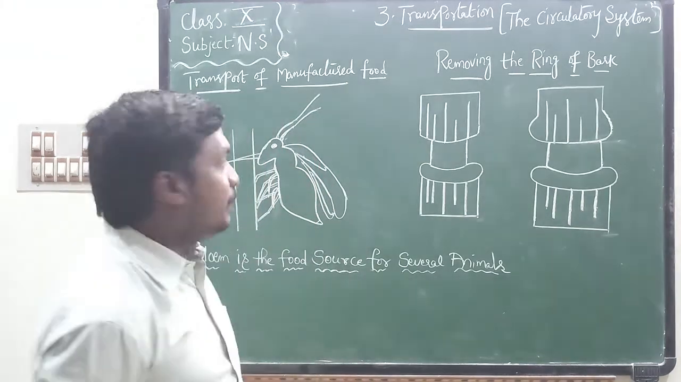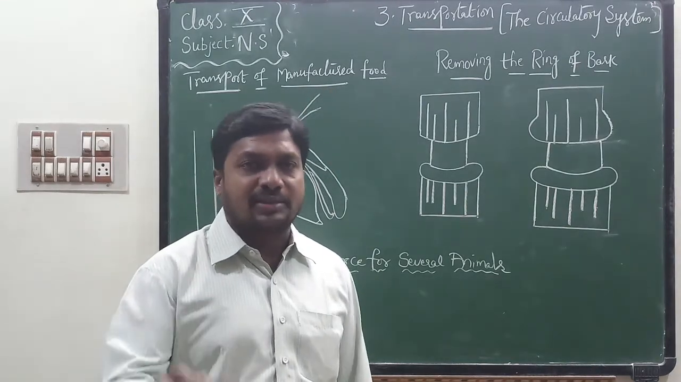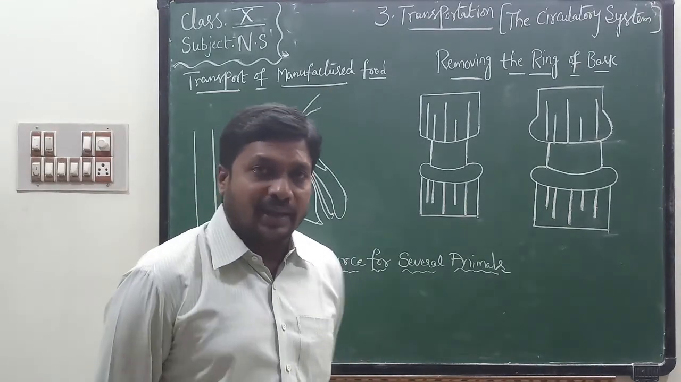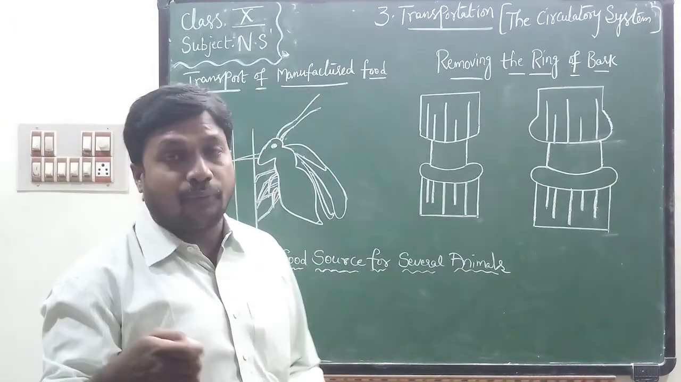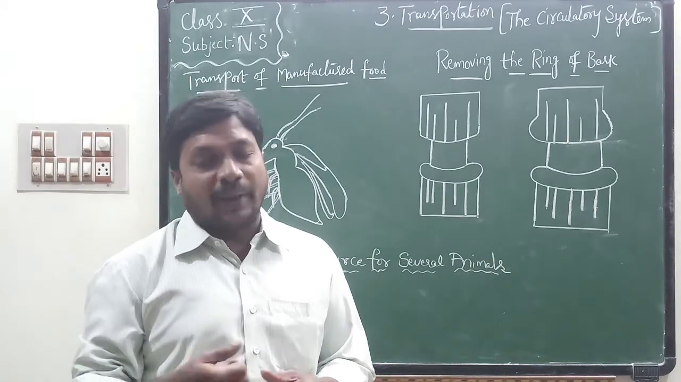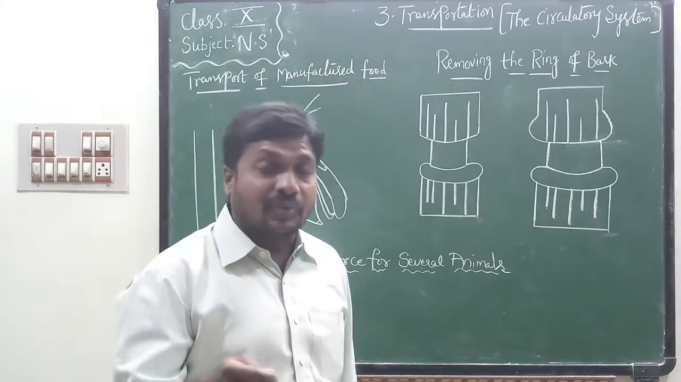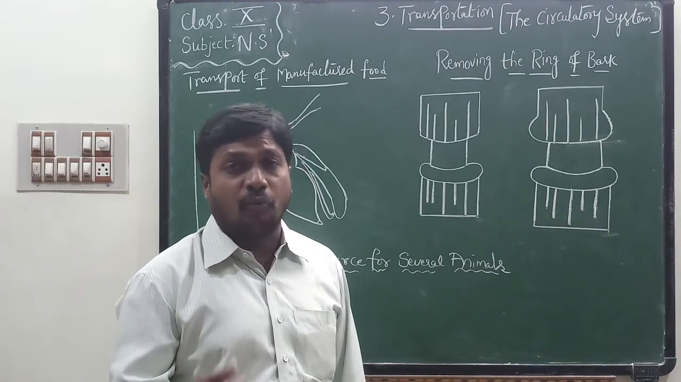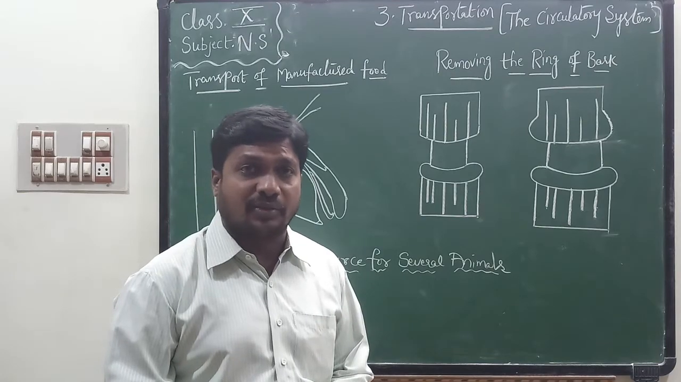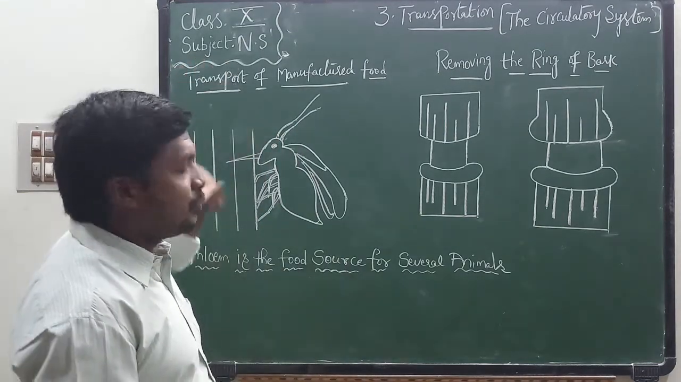Now I will explain about transport of manufactured food. Already in the previous class I explained that in plants, xylem and phloem help to transport water and food material. Now, we already learnt about xylem. Xylem plays an important role in transport of water and minerals from roots to all parts of the plant. Now I will explain about transport of manufactured food.